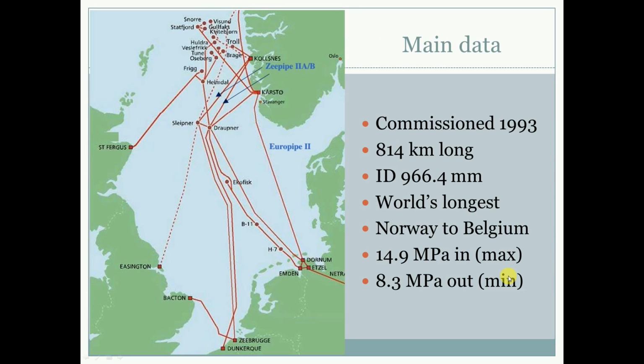well, let's first look at what the line actually looked like. This was explained in greater detail in the first video, but for those who haven't seen it, it was the world's longest line when it was created, and it goes from a platform in the North Sea all the way down to Zeebrugge. It is 814 kilometers long, and it was commissioned in 1993, and it was the world's longest at the time.